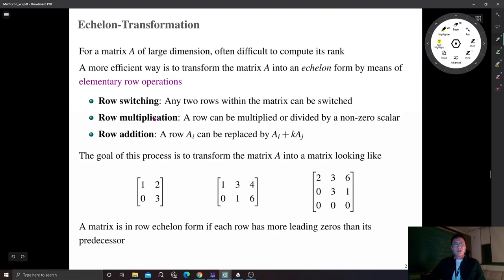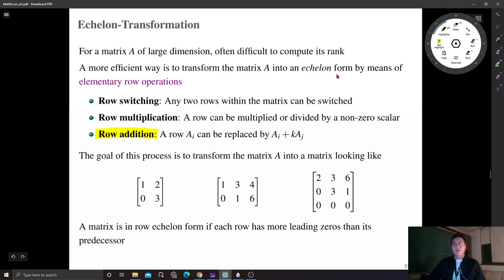Using these operations, we are going to make use mostly of the third one, row addition. Any row can be replaced by the addition of a scalar multiple of another row vector, to transform the given matrix into echelon form.